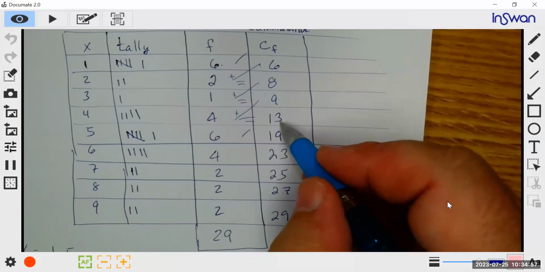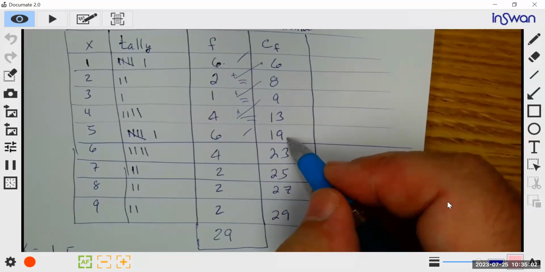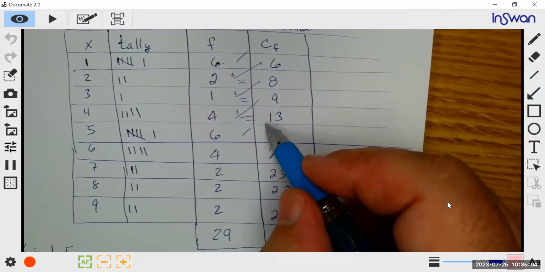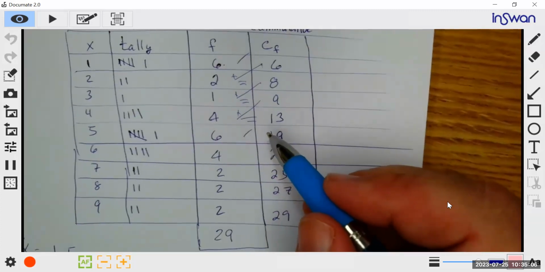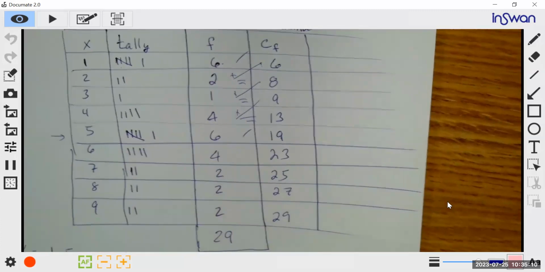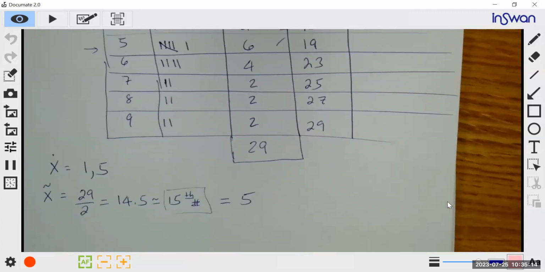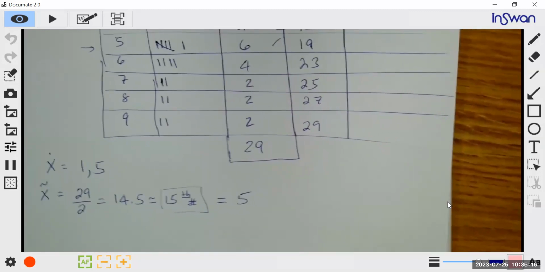The 15th number is bigger than 13, so it has to be in this group. Because this group here has the 14th, 15th, 16th, 17th, 18th, and 19th number. So that number is a 5. My median is a 5.